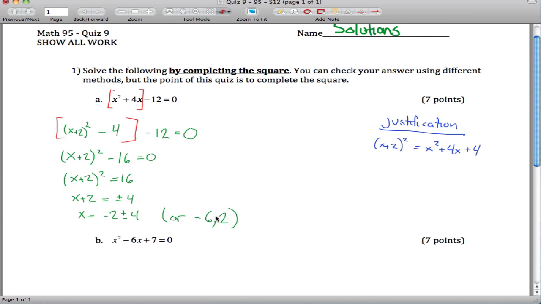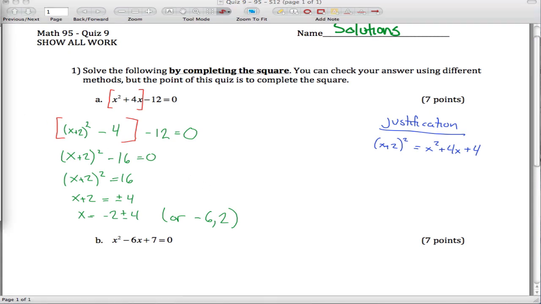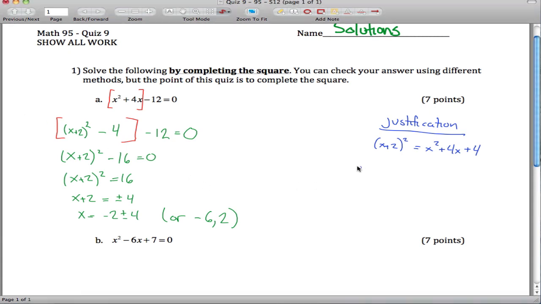So what we did is we solved this. You could check this answer a few ways. You could plug these numbers back in here and make sure it works. Or another way we had of solving this was we could factor. We need two numbers that multiply to negative 12 and add to positive 4. That's x plus 6 times x minus 2. So that gives us x equals negative 6 and positive 2. So in fact, we did get our right answers.